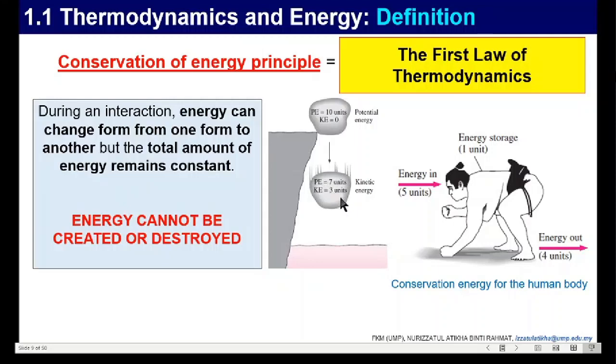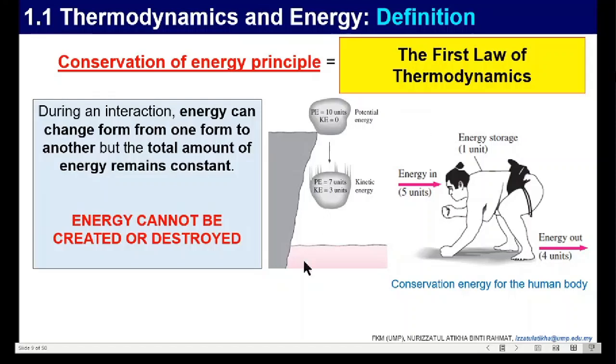And another example, we have this sumo person. Energy in, maybe in terms of food that he ate during lunch, is 5 units, and then he already has energy storage of 1 unit. Then he can do exercise, do sumo, with 4 units of energy. So it's actually the same: 5 units, 1 unit and 4 units. This is the conservation of energy for the human body.